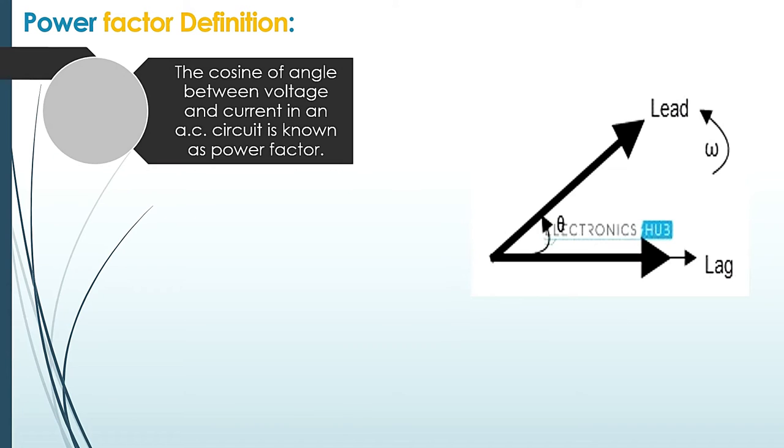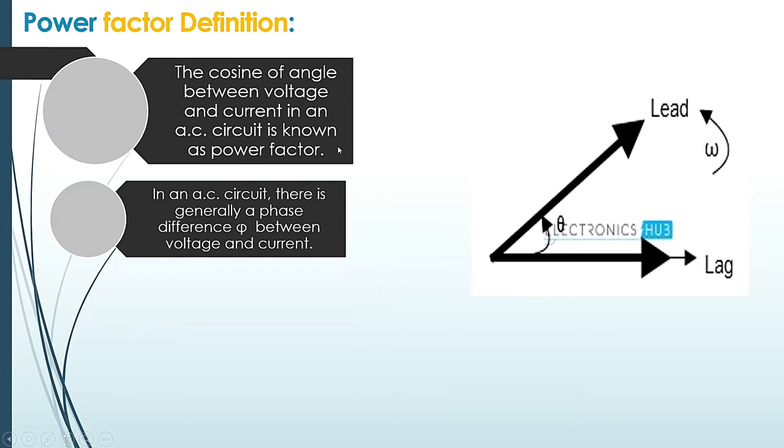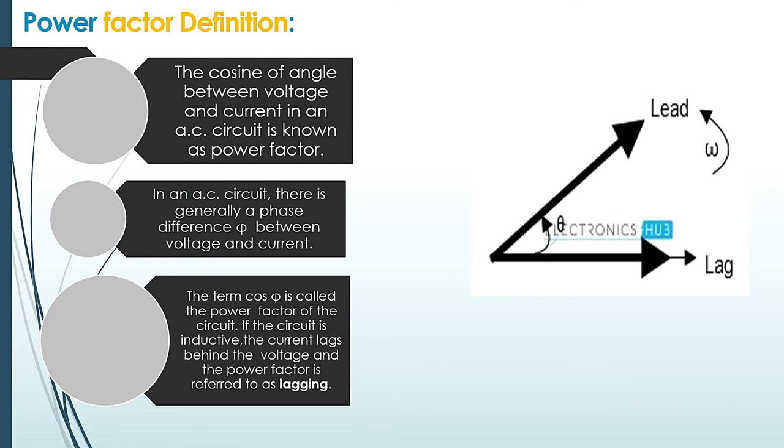What is power factor? The cosine of angle between voltage and current in an AC circuit is known as power factor. The cos theta is called as a power factor. In an AC circuit, there is generally a phase difference between voltage and current. So the term cos theta is called the power factor of the circuit.